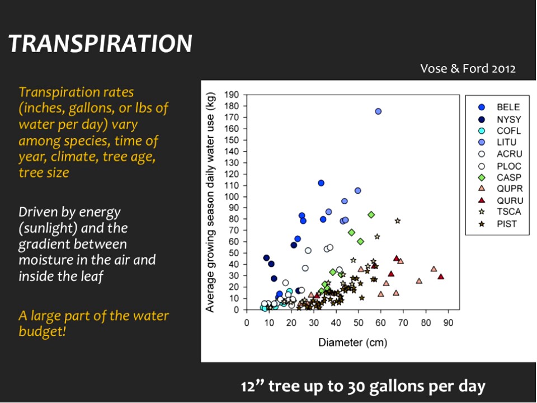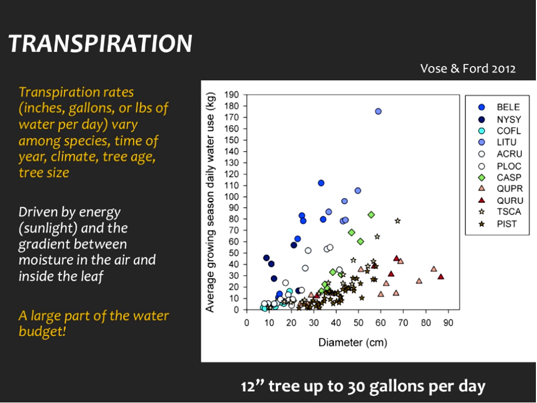There's Betula lenta, or birch, Nyssa sylvatica, black gum, Cornus florida, dogwood, Liriodendron tulipifera is yellow poplar, Acer rubrum is red maple. Looks like there's a Platanus occidentalis, which is I think a sycamore. There's a hickory, Carya species, a Quercus prinus, a chestnut oak, Quercus rubra, red oak, hemlock, Tsuga canadensis, and white pine, Pinus strobus.